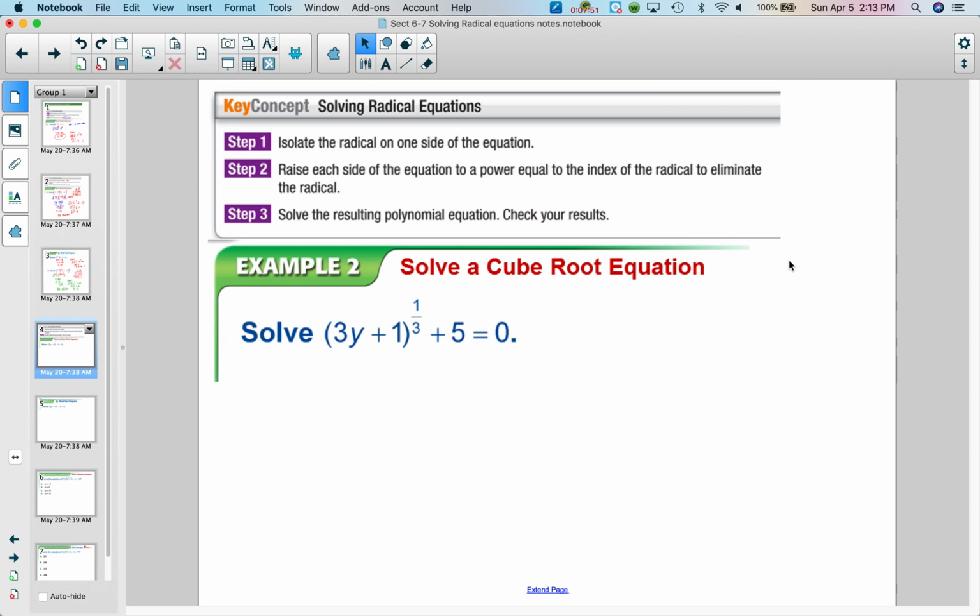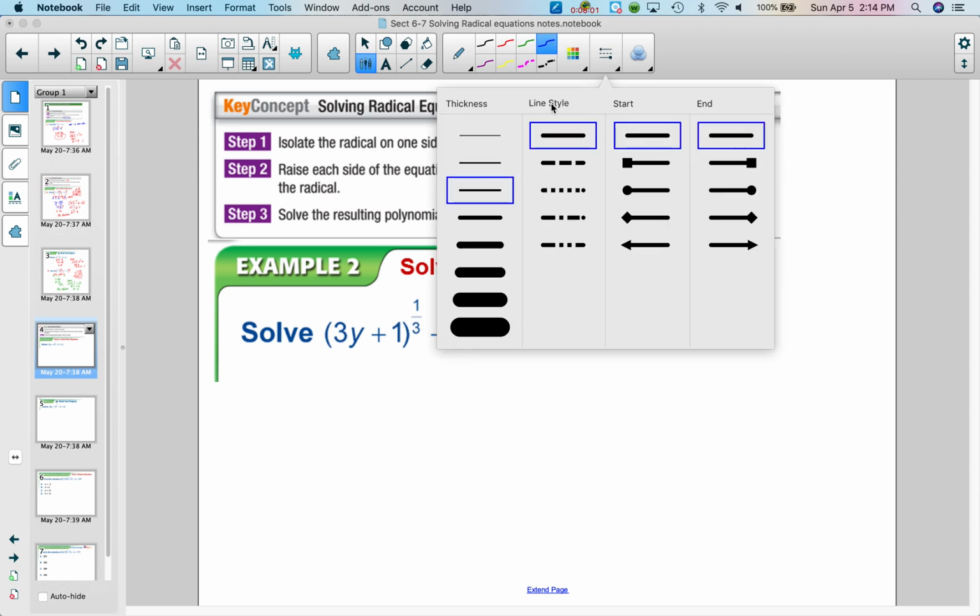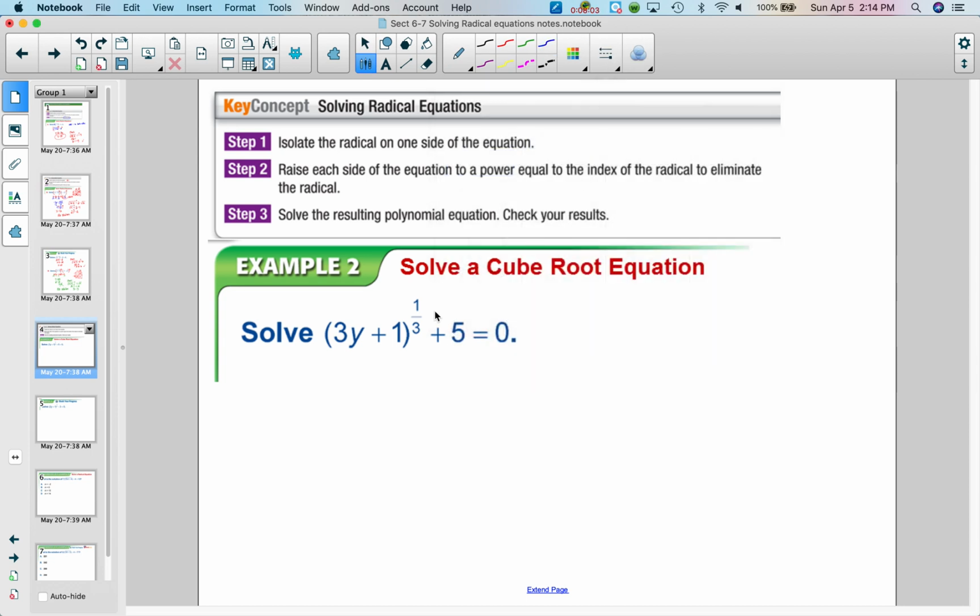All right, so what if the problem is given in this format? Now, don't let this kind of freak you out, because we know what this means now. So I'm going to change the color of my pen back. So remember that this just means cube root. So you can rewrite this. If you want to, you can leave it with that rational exponent, or you can rewrite it as the cube root of 3y plus 1 plus 5 equals 0.